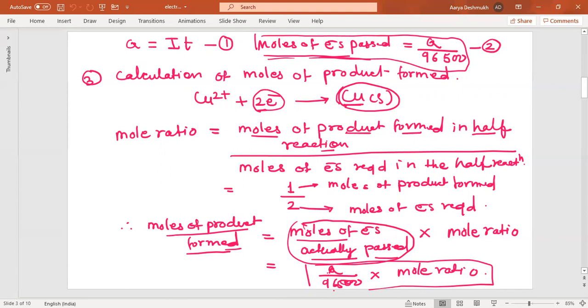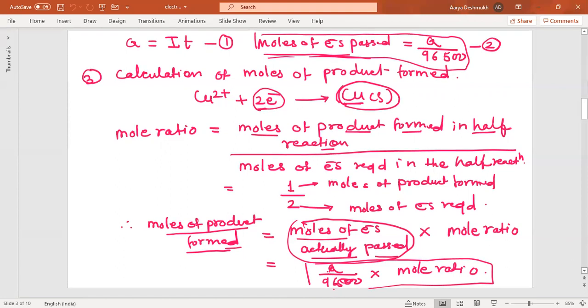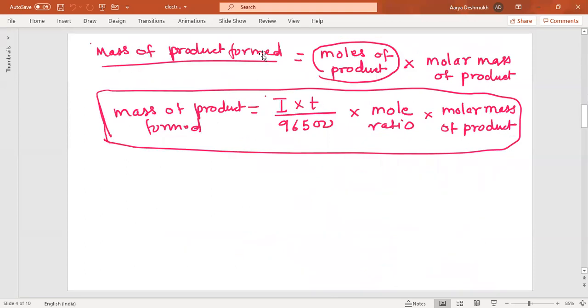Now, once the moles of the product formed is known to us, we can convert this into the mass of the product formed. If you multiply the moles of the product with the molar mass of the product, you will get the mass of the product formed. Now remember, this is a redox reaction, so some amount of reactant will react to give some amount of product. So we need to know the quantity of electricity passed through the circuit, and during this passing of electricity, what changes occur: the moles of electrons passed, then the moles of product formed, and then you can calculate the mass of the product formed.